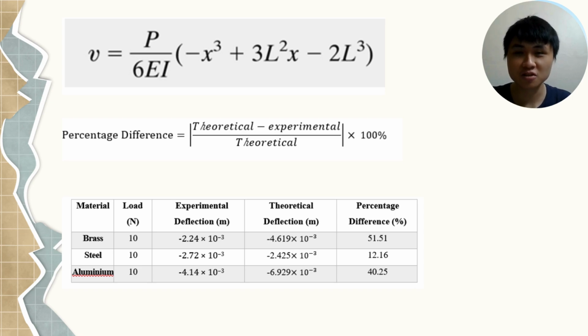This is the table of the experimental deflection and theoretical deflection. The theoretical deflection uses the formula y equals P over 6EI times negative x cubed plus 3L squared x minus 2L cubed, and the percentage difference is theoretical minus experimental value over theoretical value times 100%.